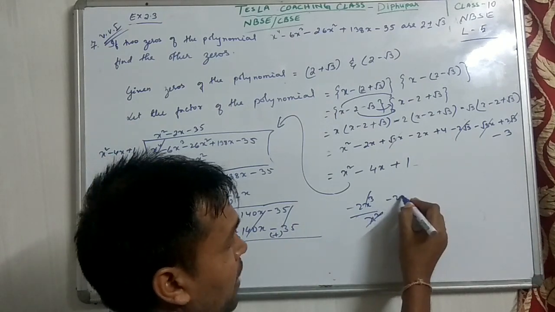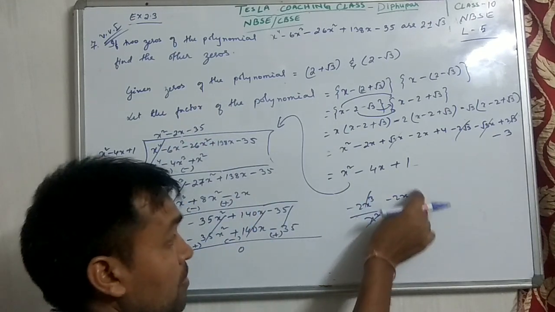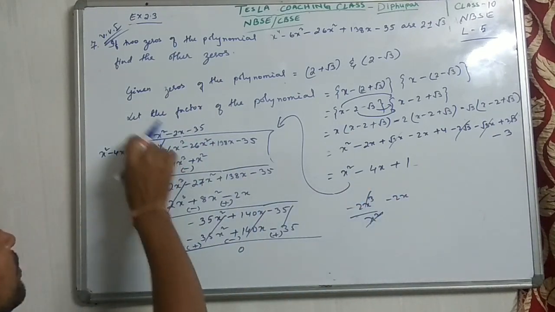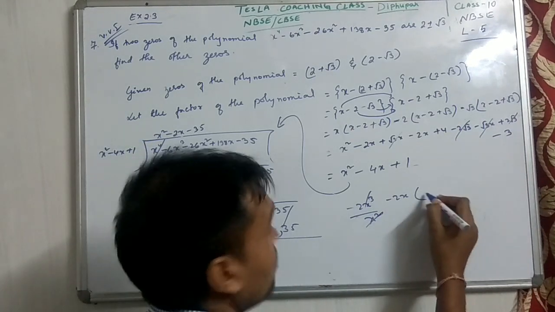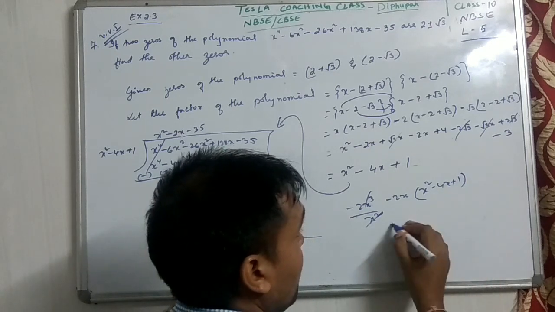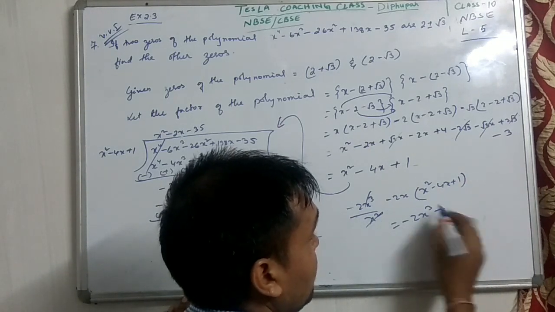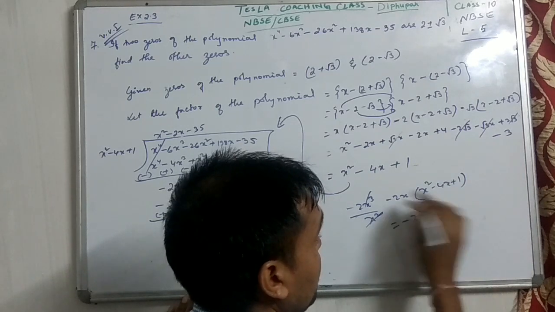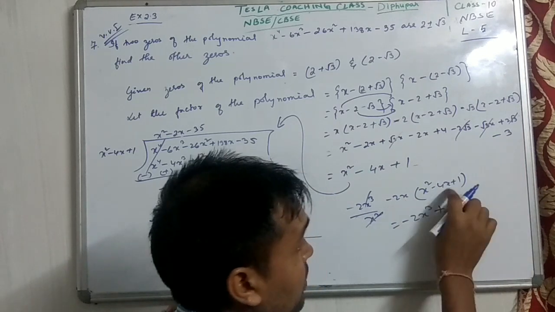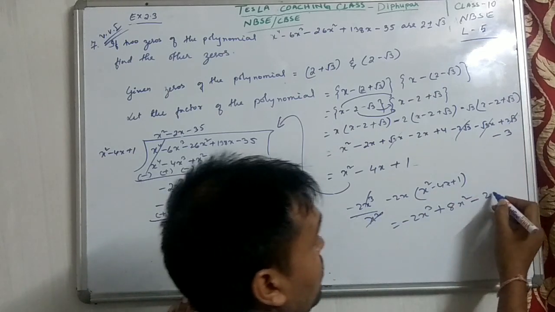So it will be what? Minus 2x. So this minus 2x, we have written it here. Again with this minus 2x, we have to multiply this whole thing. So we are writing it as x square minus 4x plus 1. So when you multiply it, it becomes minus 2x cube. Minus into minus becomes plus; 4 into 2 is 8. x into x becomes x square. And this one is plus, this is minus, so minus 2x.